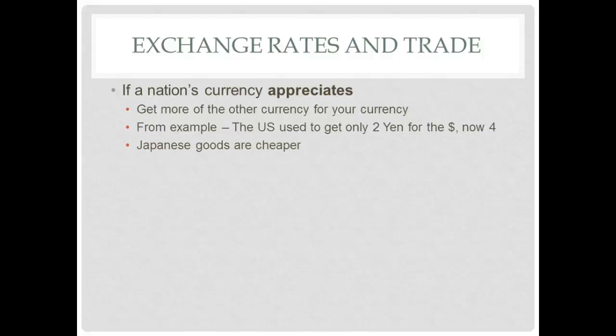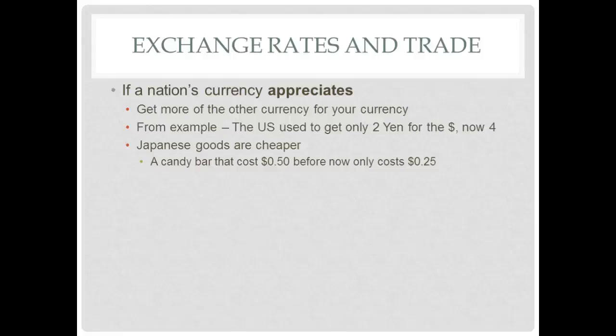Japanese goods are now cheaper for the United States. Now, why is that exactly? Well, think about it before. Remember that a candy bar in Japan that used to cost 50 cents. Think of it this way: 1 yen cost you 50 cents before.